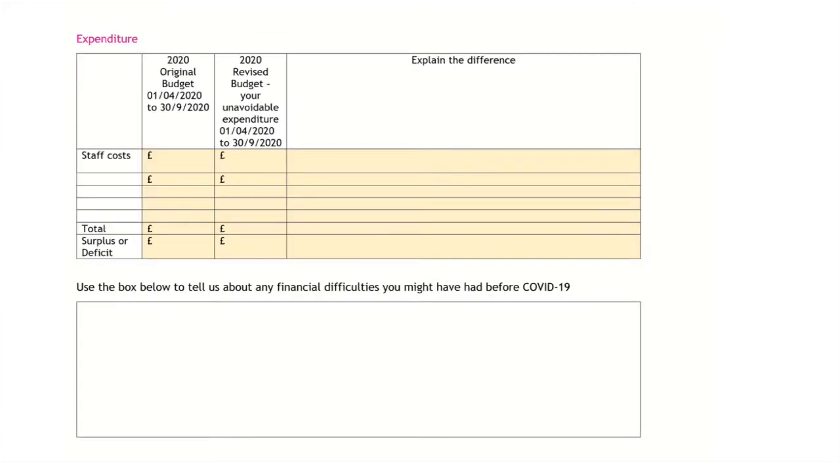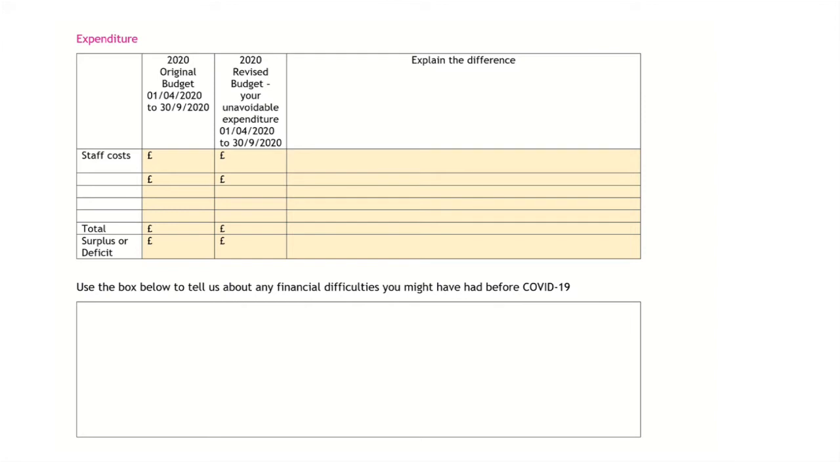The first column we're asking you to complete relates to your planned expenditure over the period 1st of April to the end of September and comparing this against what you now anticipate it may be as a result of COVID-19. The second column relates to your expended expenditure over the period 1st of April to the end of September to what you now think it will be as a result of COVID-19. Only put down in this column what your unavoidable expenditure is expected to be. Please add more rows to the table to reflect your main expenditure headings. The column Explain the Difference is for you to explain why things have changed in relation to that particular budget heading.